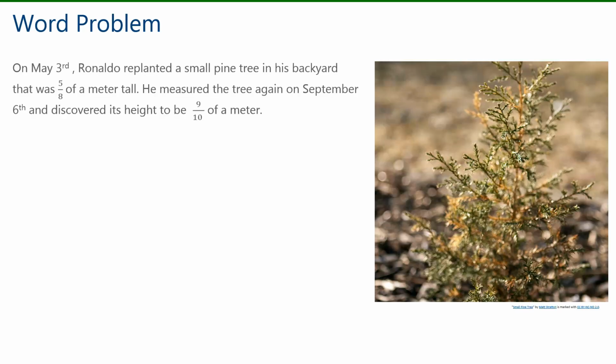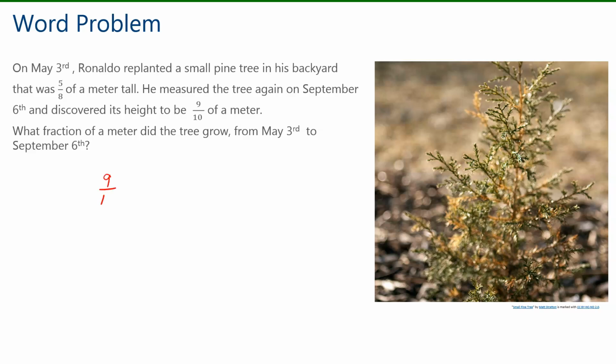So we'll wrap up this lesson with a little word problem. On May 3rd, Ronaldo replanted a small pine tree in his backyard that was 5/8 of a meter tall. He measured the tree again on September the 6th, just before he went back to school, and discovered its height to be 9/10 of a meter. Our question: what fraction of a meter did the tree grow from May 3rd to September 6th?